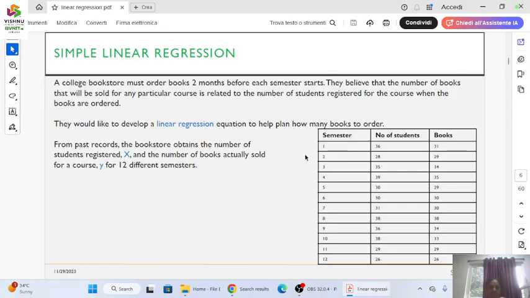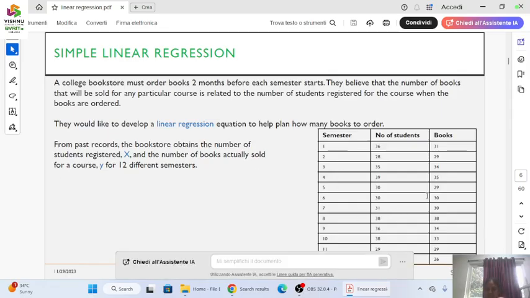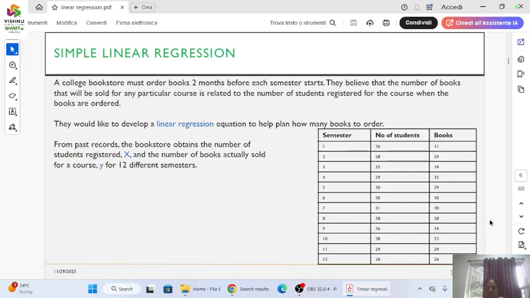Now let's come to an example of simple linear regression. A college bookstore must order books 2 months before each semester starts. They believe that the number of books sold for a particular course is related to the number of students registered for the course when the books are ordered. They want to develop a linear regression equation to help plan how many books to order, right? From past records, the bookstore obtains the number of students registered and the number of books actually sold for the course, over 12 different semesters.